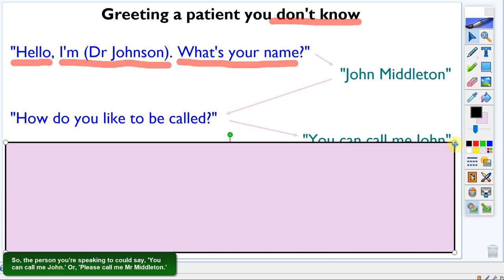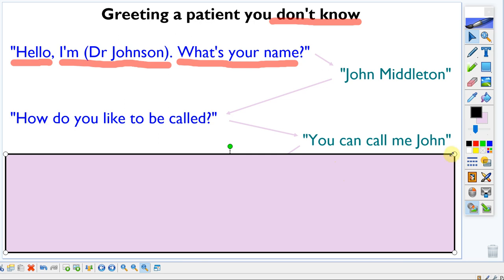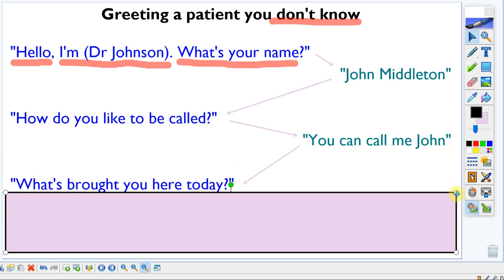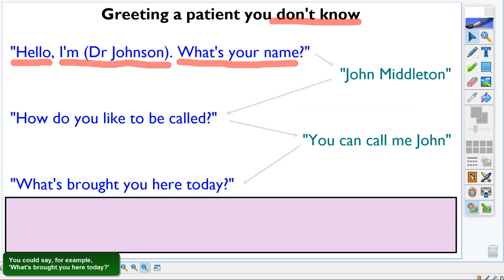So the person you're speaking to could say, you can call me John, or please call me Mr. Middleton. After that, you want to find out what you can do for the patient. So here's a couple of suggestions. You could say, for example, what's brought you here today?